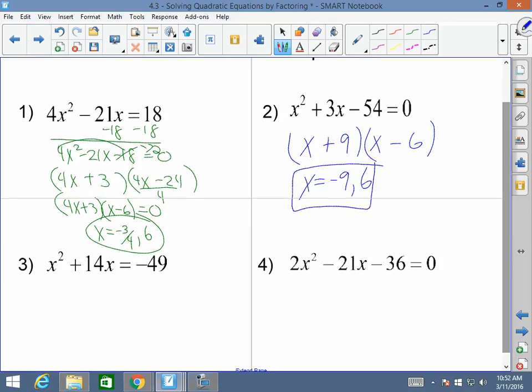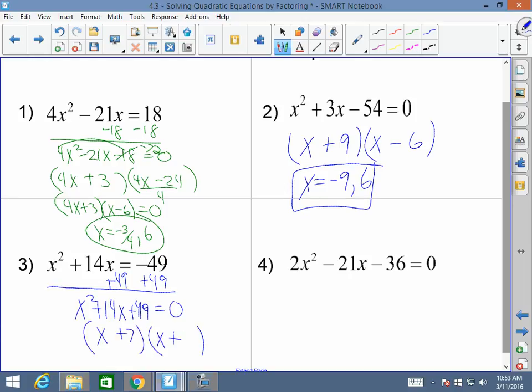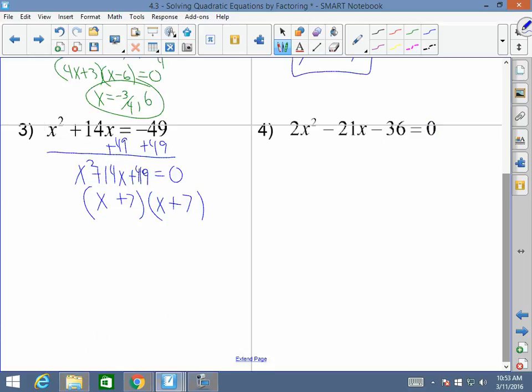For this one over here, I got to add 49 first to both sides because before I can factor, I need to make it into a quadratic function. So what times what is 49, but when added together is 14? Plus 7, plus 7. This is called a double root. x equals negative 7 and negative 7. But do I need to repeat the same number twice? No. So it's just like this.